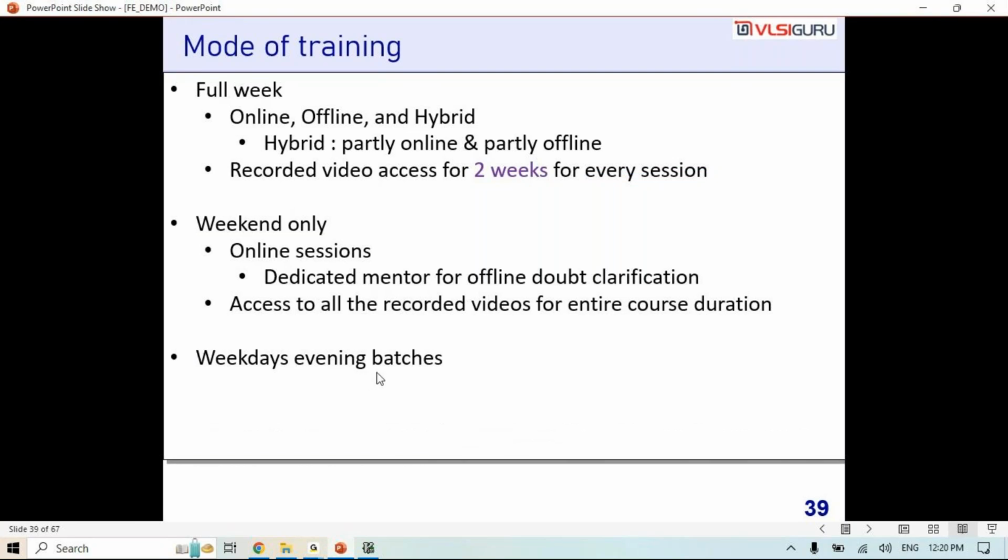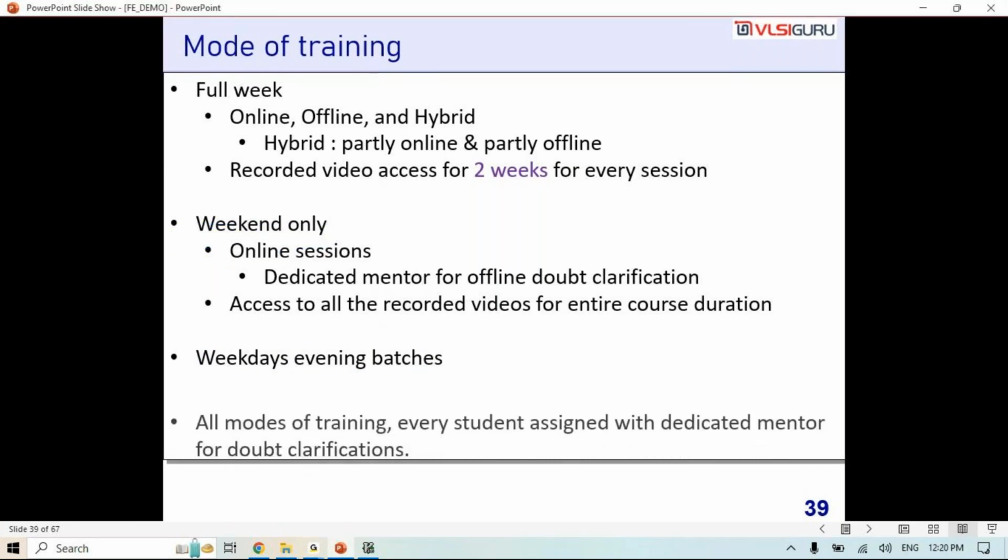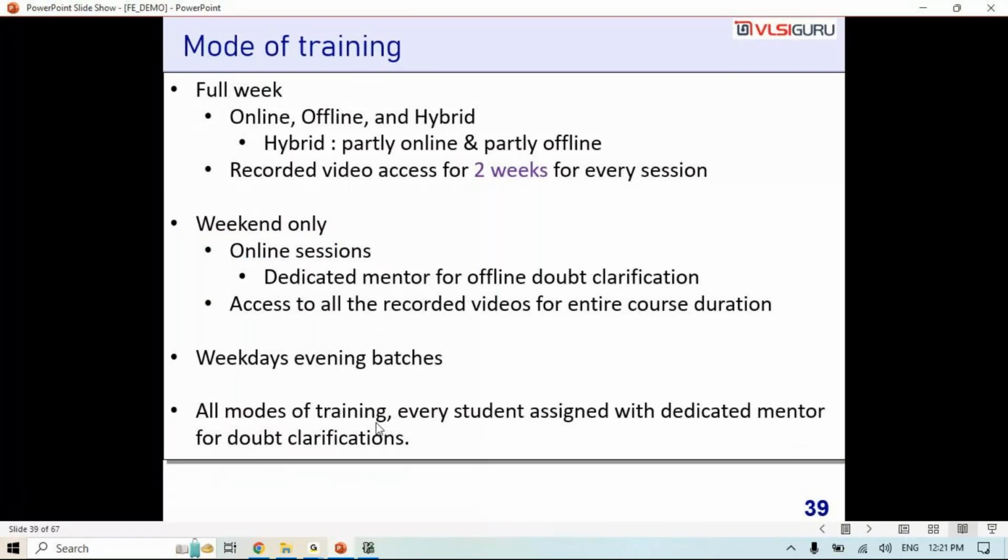The third mode is what? Weekday evening batches. Sometimes working professionals want weekday evening batches, but this is subject to some minimum requirement. We should have a minimum of 5 to 6 people. Only then do we do the evening batches. If there is only one person who says I want evening batches, we don't do it, because we have to see whether it's feasible or not. In that case, that person can do the weekend batch. Next, in all modes of training, every student is assigned a dedicated mentor for doubt clarification.